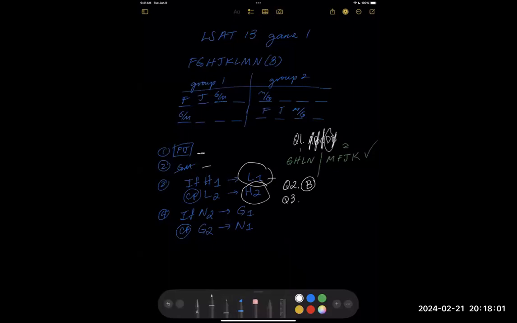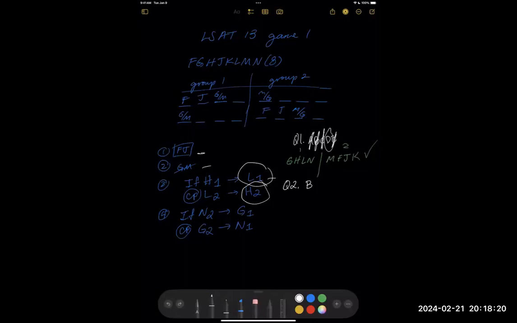Question 3. If F is in the same group as H, okay, so if F is in the same group as H, then J is also in that group, and either G or M is also in that group, so we don't have room for L.